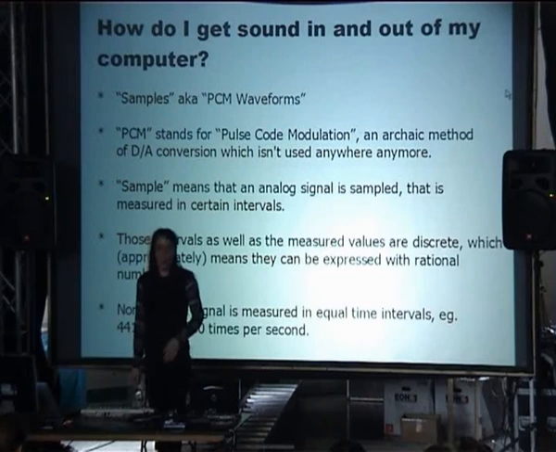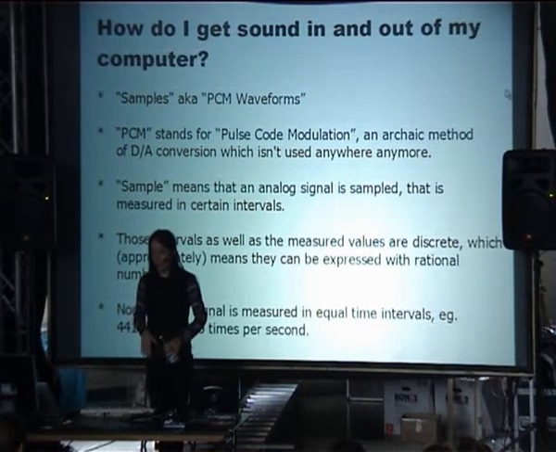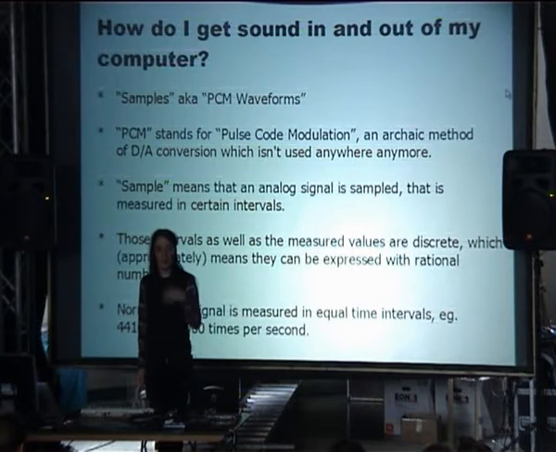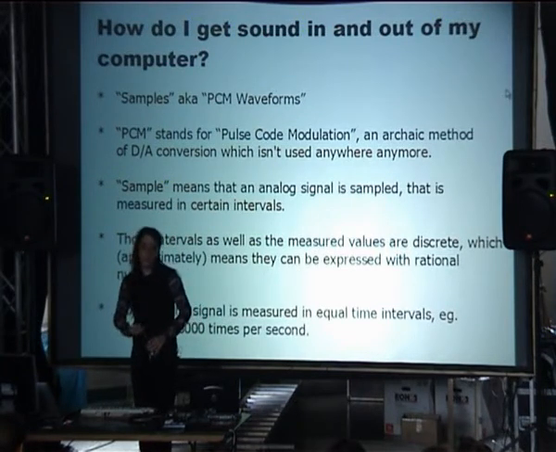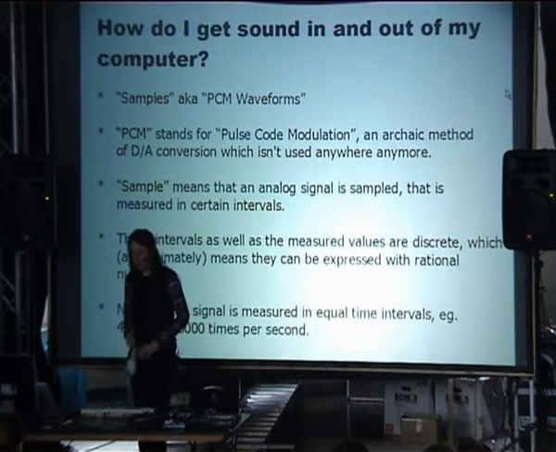You probably know those numbers, 44,100 or 48,000 times per second. So the signal is sampled in those constant intervals, and numbers are made of it. And those numbers are discrete, which means, of course, a voltage can be anything. A voltage can be square root of 2 or pi volts or whatever. But the values you get are discrete numbers, quite normal, rational, or even whole numbers.